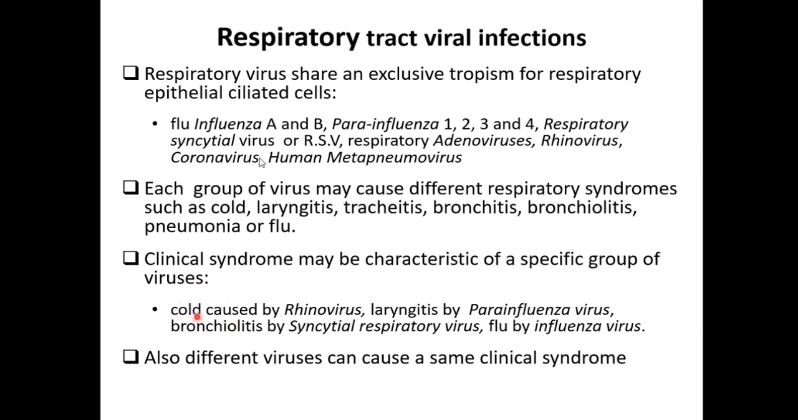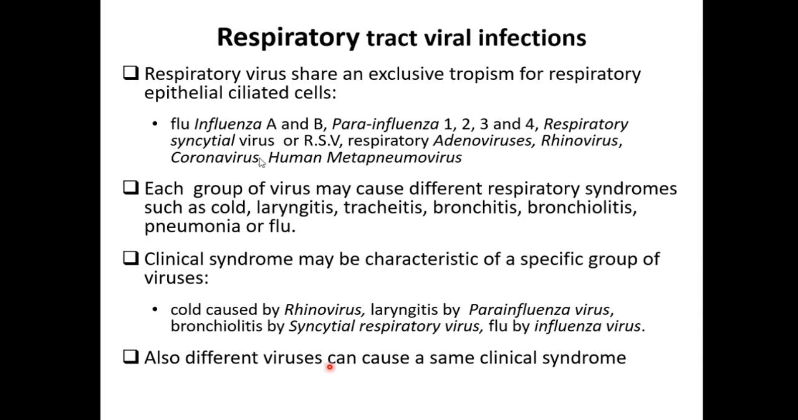Sometimes, like cold, is typical for rhinoviruses, while laryngitis is typical for parainfluenza. Bronchiolitis is typical for RSV, respiratory syncytial viruses, and flu by influenza viruses. So some can typically produce their own typical symptoms. Some others can just be general.